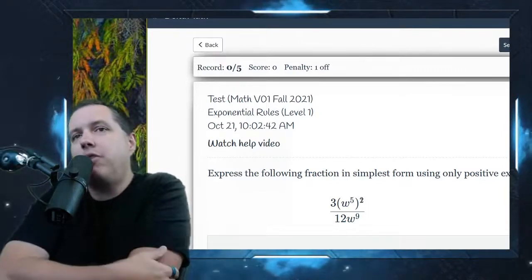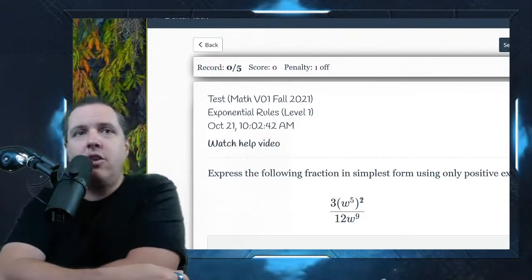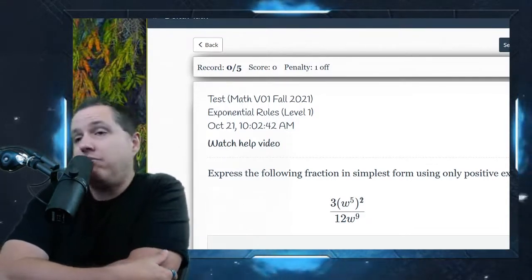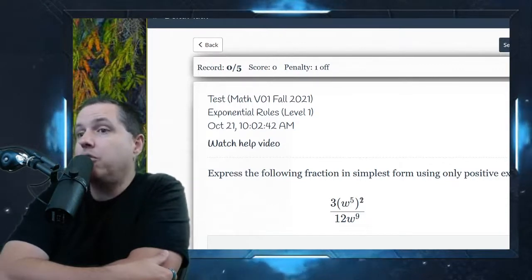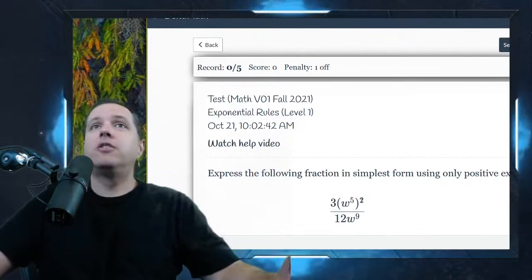Sometimes students will stare at a problem like this and call me over and say, I don't know if I should use this rule first or this other rule first. And then I tell them, pick one. Those both work. Those are both valid to do first. Just pick one and go with it. Okay? So that's what you want to do.